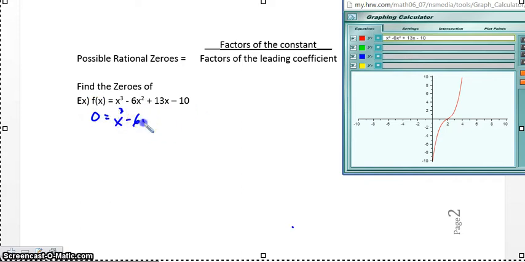And what I'm noticing is, since it's 4 terms, I'll try the grouping method. But the grouping method is not going to work because I won't get the same set of parentheses. So if I can't factor it, again, that's when we want to use the rational zero test.